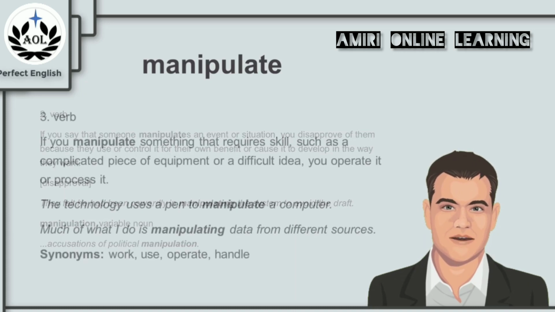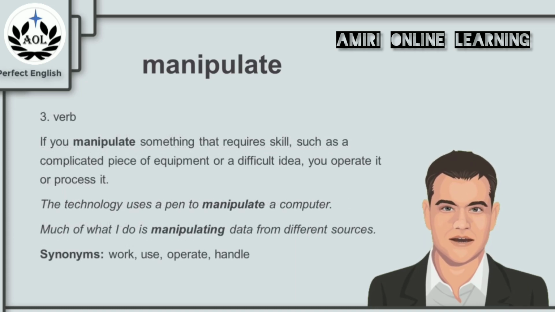And finally, manipulate can be used in a different context that is not actually negative. If you manipulate something that requires skill, such as a complicated piece of equipment or a difficult idea, you operate it or process it. For example, the technology uses a pen to manipulate a computer. Or much of what I do is manipulating data from different sources. And that is a good thing because you're using your skill to operate or process these things. And synonyms for manipulate in this context are the words work, use, operate, or handle.